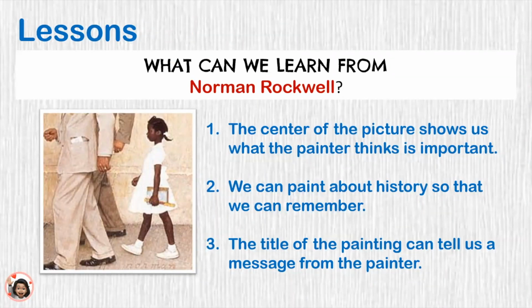Let's review our lessons that we learned from the artist Norman Rockwell, as well as Ruby Bridges today. The center of the picture shows us what the painter thinks is important. From this painting, we know that the most important part of the painting is Ruby Bridges. Number 2, we can paint about history so that we can remember. From the story of Ruby Bridges, we learned that we cannot let the same bad things happen again, even now.